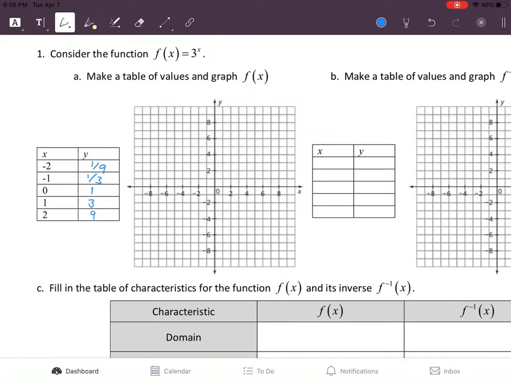When we plot these points, I'm not going to plot the fractions. I'm just going to plot the other 3 points. So we have (0, 1). We have (1, 3). We have (2, 9). If we graph it, it's going to look just like this.